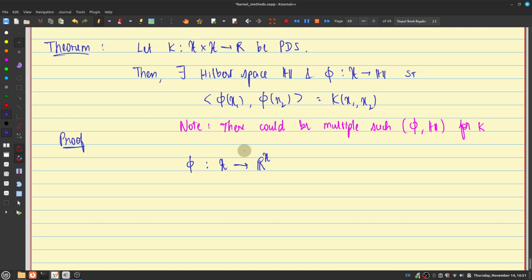No. So X could be infinite. It's more interesting when X is infinite. So R to the power X means the set of all functions on X, the set of all real valued functions on X. For instance, if X is, let us say, the interval from 0 to 1, then R to the power X is the set of all functions defined on the interval 0 to 1.